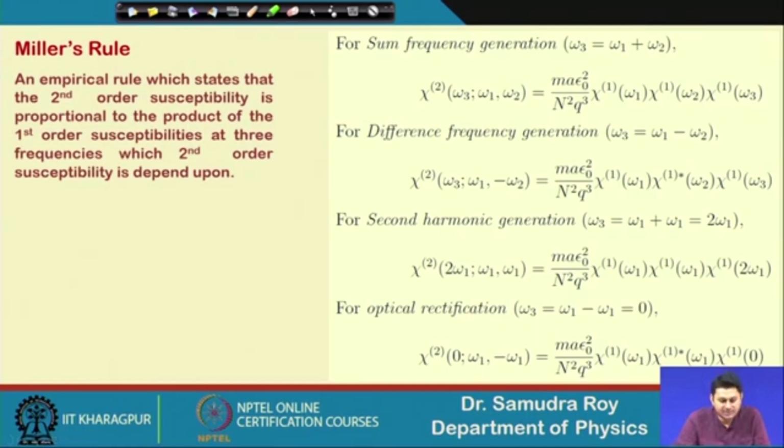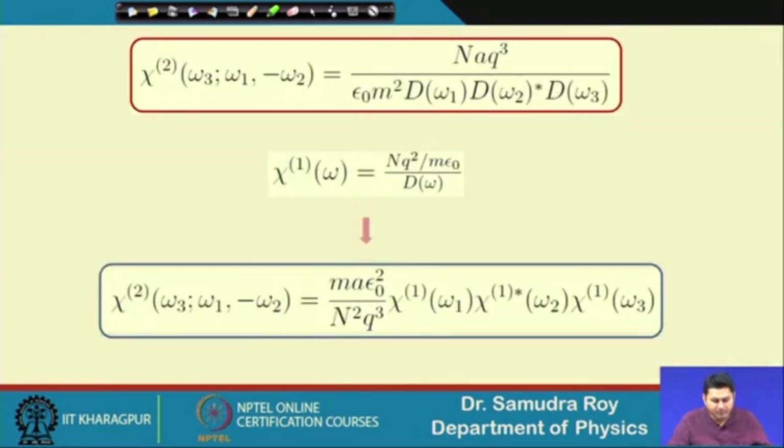So, what does Miller's rule suggest? The Miller's rule is an empirical rule which states that the second order susceptibility is proportional to the product of the first order susceptibilities at the 3 frequencies which the second order susceptibility depends upon. So, if I go back, this is the second order susceptibility. I try to find out what is the value of the second order susceptibility at a particular frequency. So, this particular frequency is omega 3. Omega 3 frequency can be figured out by omega 1 and omega 2.